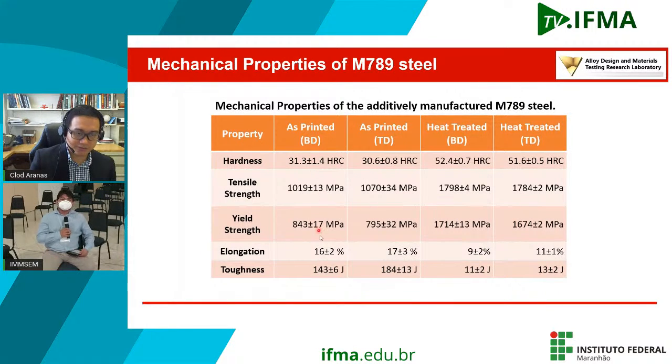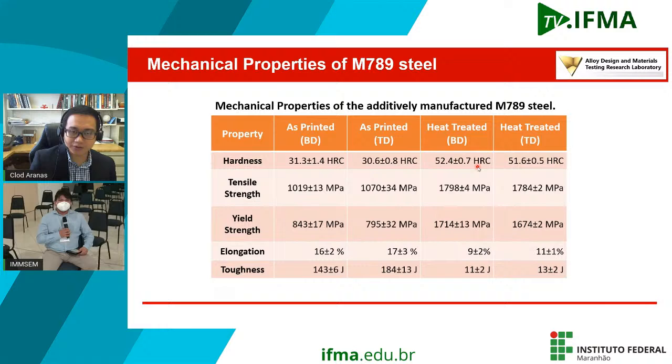And you can see some of the numbers here are very close, but there is a little difference between their values for hardness, tensile strength, yield strength, elongation, and toughness. Ou seja, você percebe que os números são muito similares, mas sim, há pequenas diferenças entre essas propriedades, como a dureza, resistência mecânica, limite de escoamento, são muito pequenas essas diferenças.